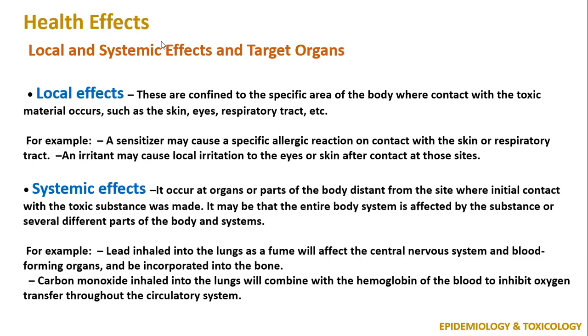Carbon monoxide inhaled in the lungs will combine with the hemoglobin of the blood to inhibit oxygen transfer through the circulatory system. So it occurs at the part of the body distant from the site where the initial contact with the toxic substance was made. So this is called systemic effect.